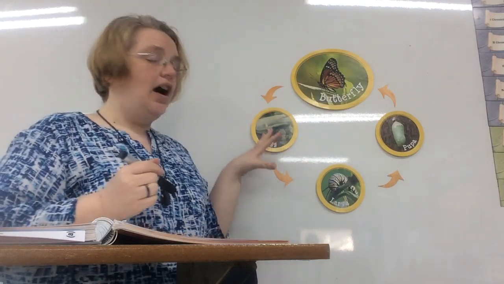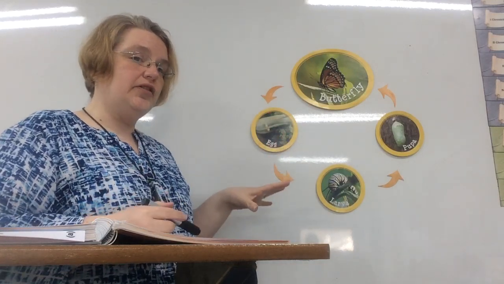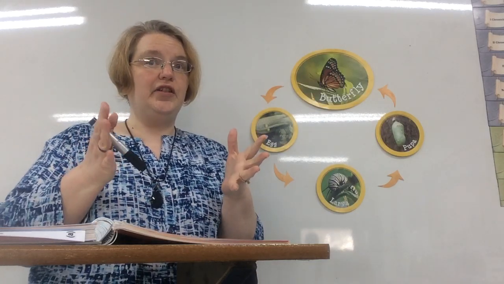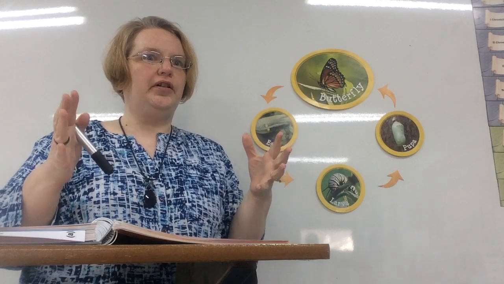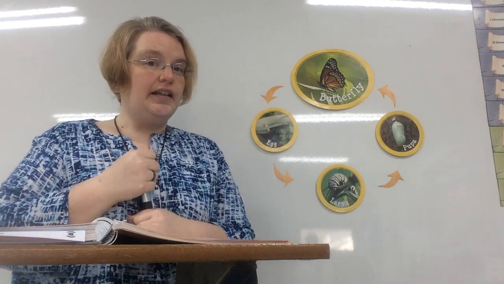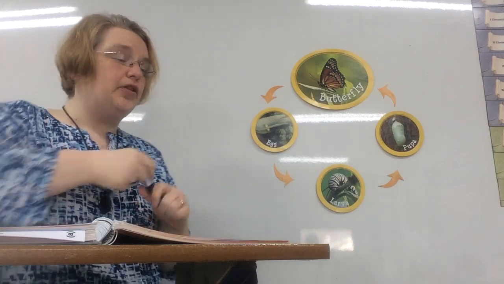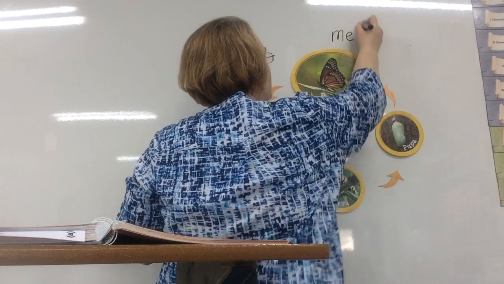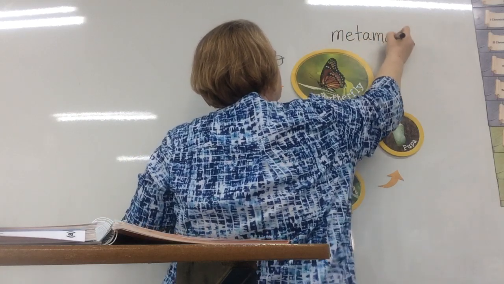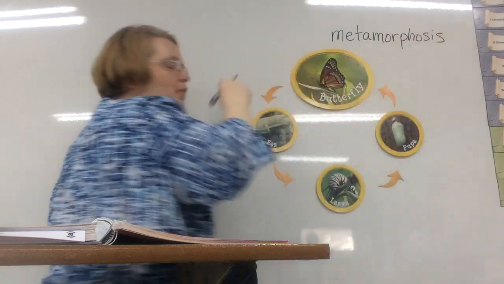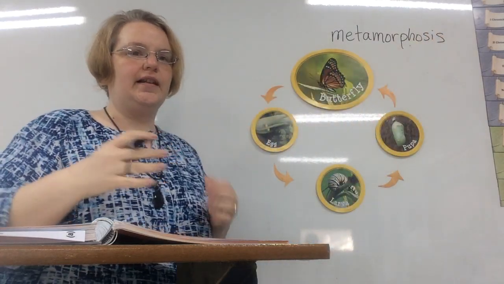Up here I have on the board some pictures of the different stages of a butterfly. Now, we learned yesterday this big word. Can you remember what that was? It starts with an M. Now, if you guessed metamorphosis, you're correct. So this is one kind of metamorphosis. Okay, let's say that one more time with me. Metamorphosis.